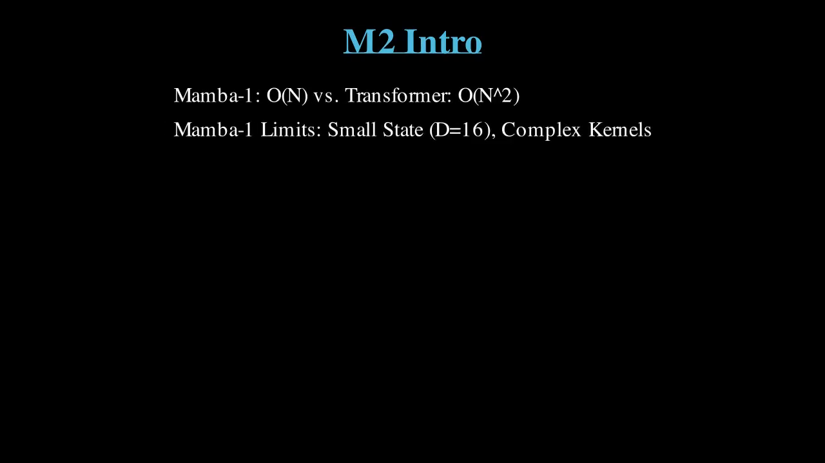If you've watched our Mamba video, you know selective state space models match transformers at linear time. But Mamba-1 had real limits: a small state size due to hardware, complex custom kernels, and no clean theory connecting it to attention. Mamba-2, by Dao and Gu from May 2024, fixes all this.